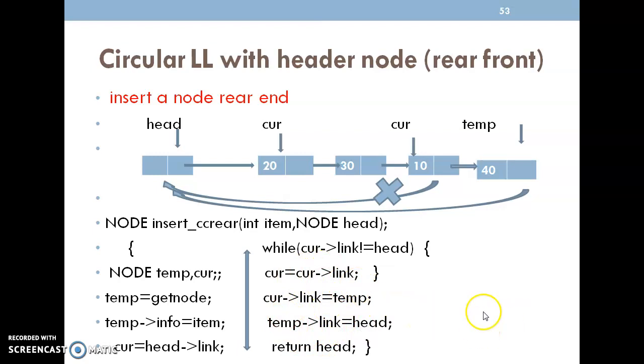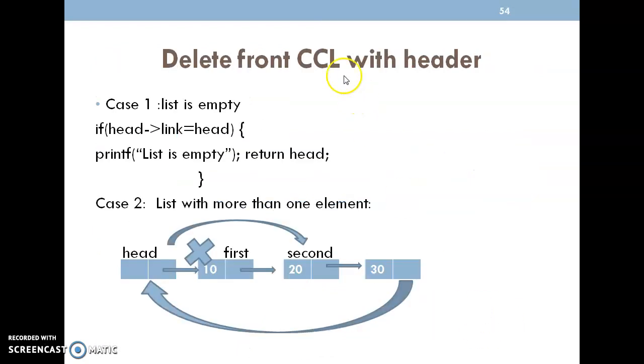Then the next step is deleting from the circular linked list by using the header node. Delete front, we can say. Delete front node. Front node means we cannot delete head, we have to delete the first. Head remains the same, we have to delete this first. After deleting this first node, the second node becomes the first node.